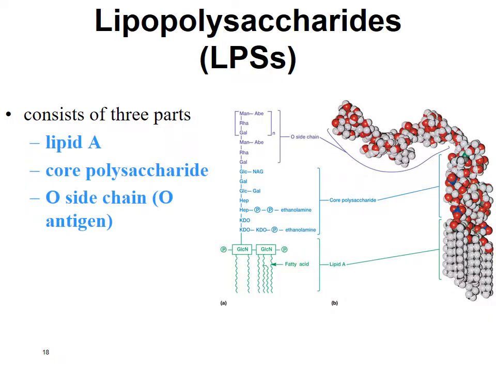The most unusual component of the outer membrane is the lipopolysaccharide, or LPS. These are large complex molecules that contain both lipid and carbohydrates and consist of three parts. The lipid A component, which is shown here in green, the core polysaccharide, shown in blue, and the O side chain, otherwise known as the O antigen, shown in purple.